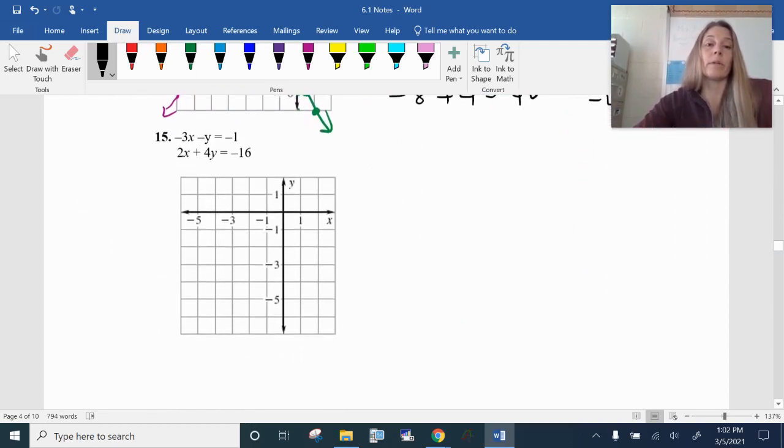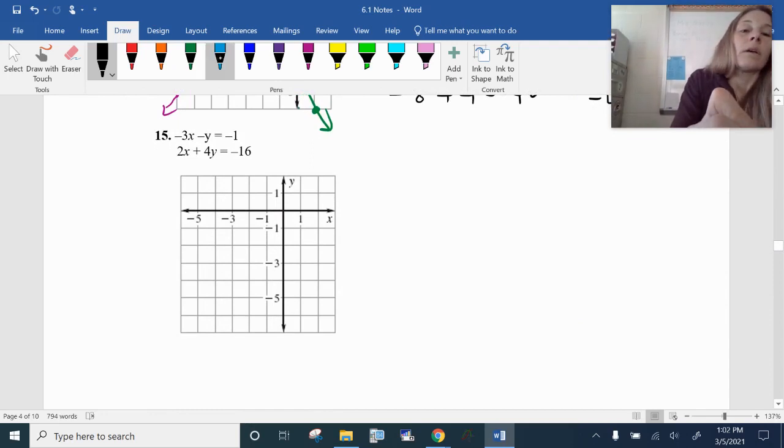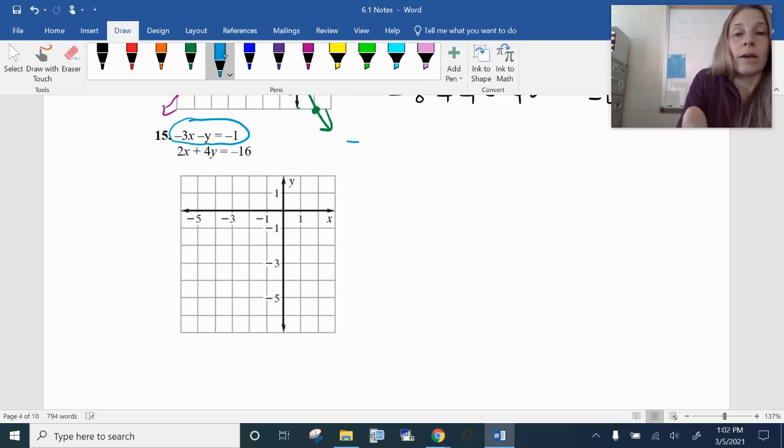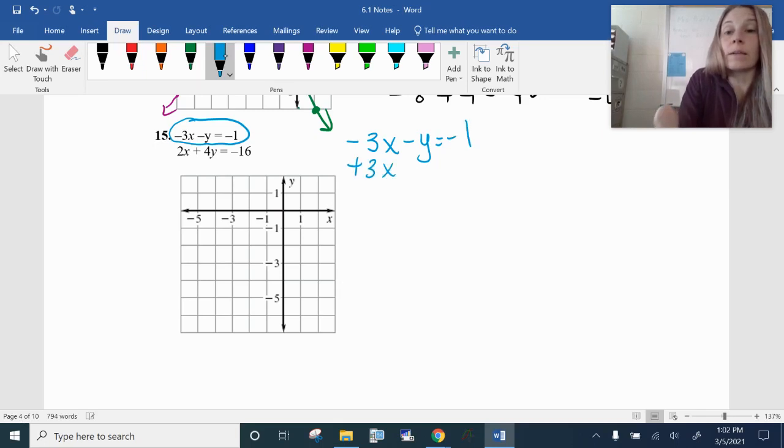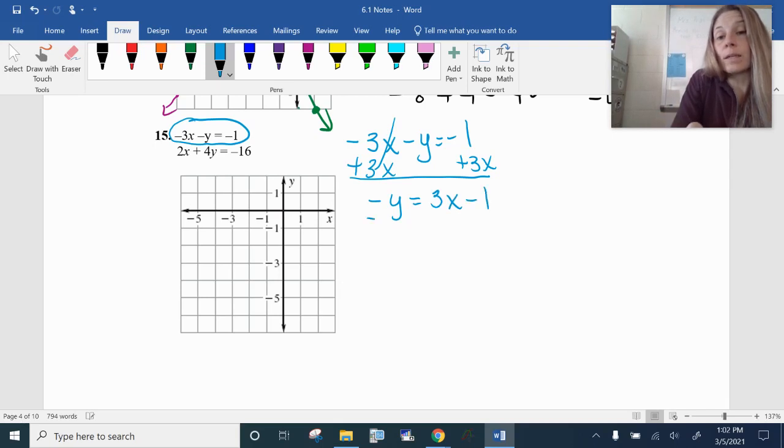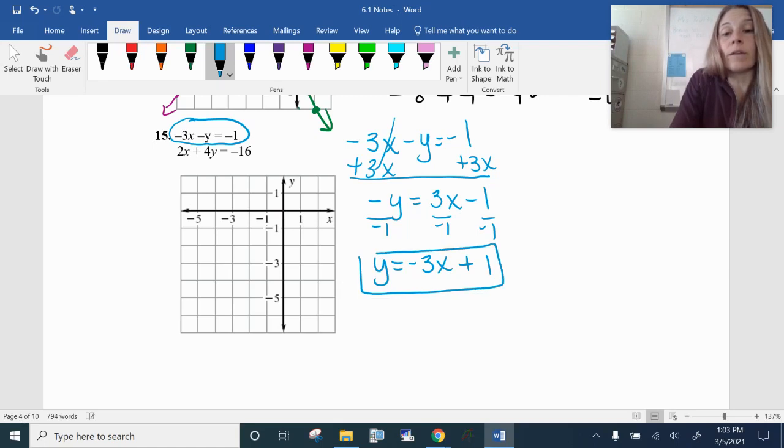All right, let's move on to another one. All right, so first equation, I have negative 3x minus y equals negative 1, and I want to get the y by itself. So moving the x term to the other side, using that inverse operation of addition. And don't forget, you still have a negative in front of that y. The negative doesn't go away until you divide everything by that negative 1. So now I have y equals negative 3x plus 1 as the equation for my first line.